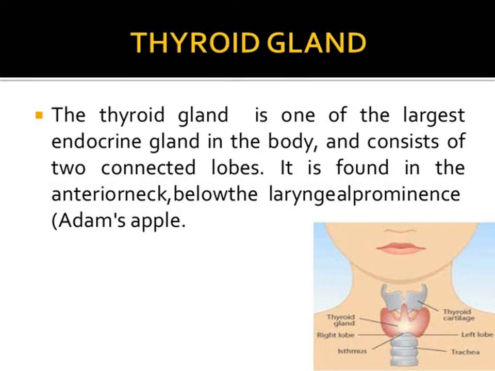The thyroid gland is one of the largest endocrine glands in the body, and it consists of two lobes, as we had just seen, right lobe and left lobe, and is found in the anterior neck below the laryngeal prominence, Adam's apple, and anterior to the trachea.